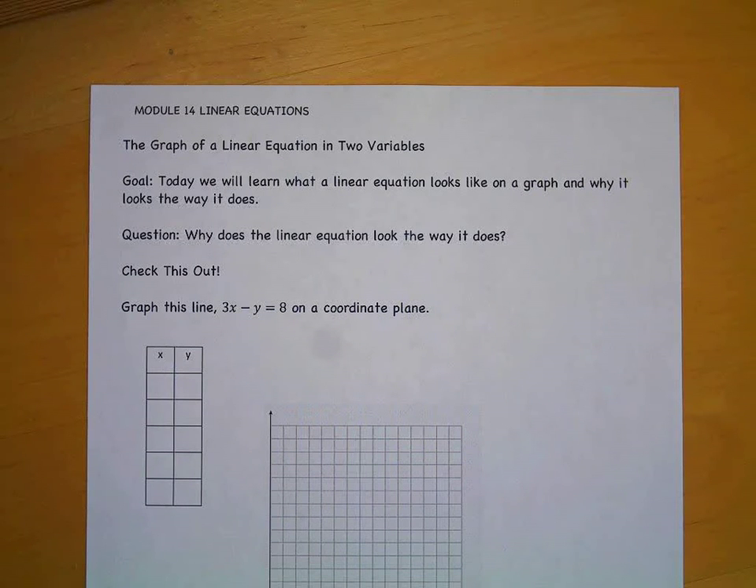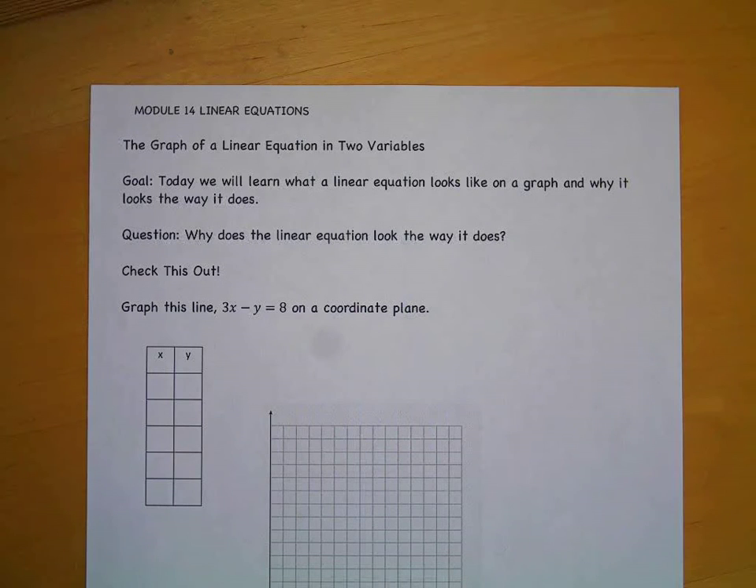Okay, so first thing I want to do is check this out. It says graph this line, 3x minus y equals 8 on the coordinate plane. So the first thing that we have to do is figure out what our ordered pairs would be, right? And we have to know how to do that by determining the x values.